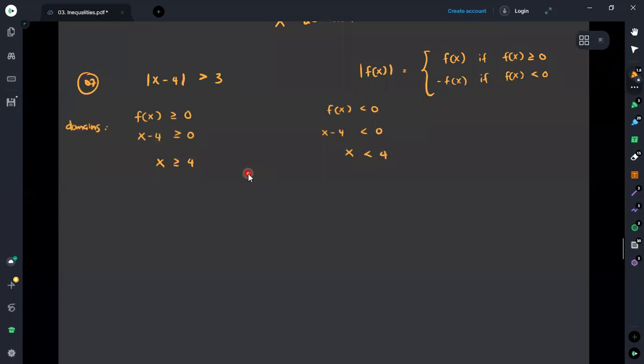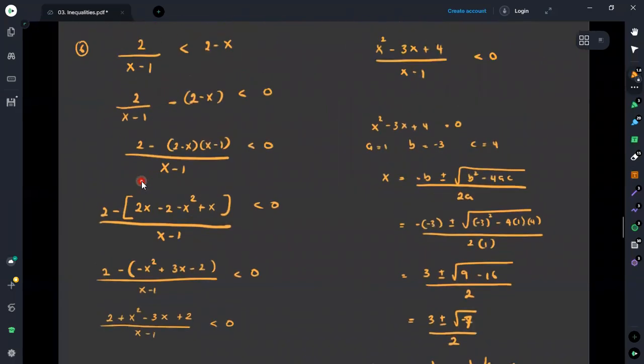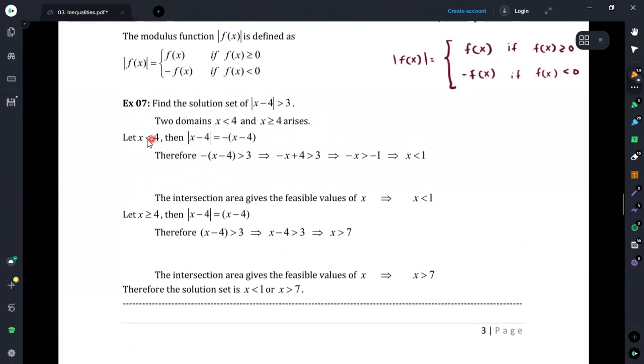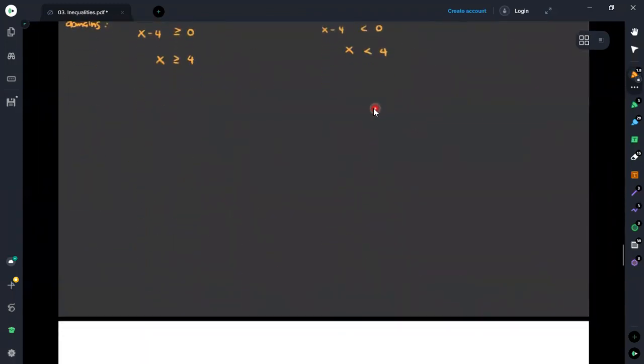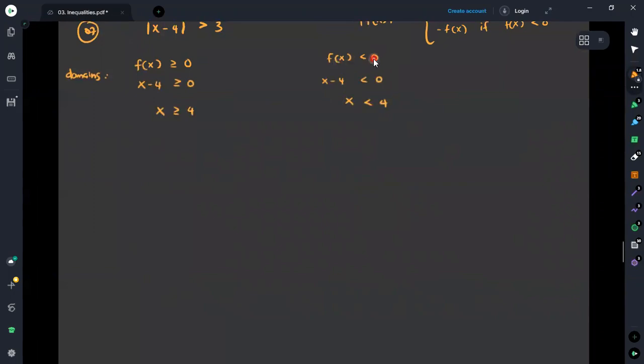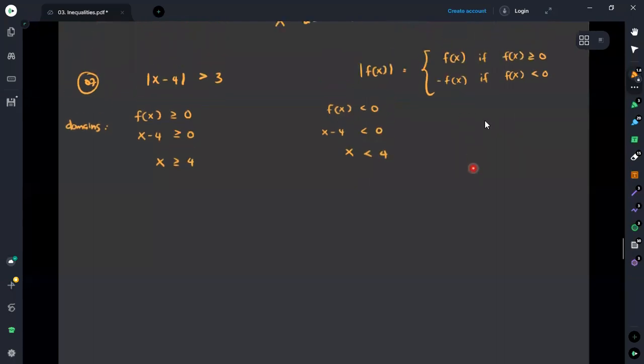Now we'll try to find out the behavior of the function in these two domains. If you see the first part, I will take the first domain as x less than 4. What we know is, if x is less than 4, we have f(x) less than 0. But what we know is, if f(x) is less than 0, we have the function as minus f(x). Therefore, in this region, we can find the value of f(x) equal to minus x minus 4.